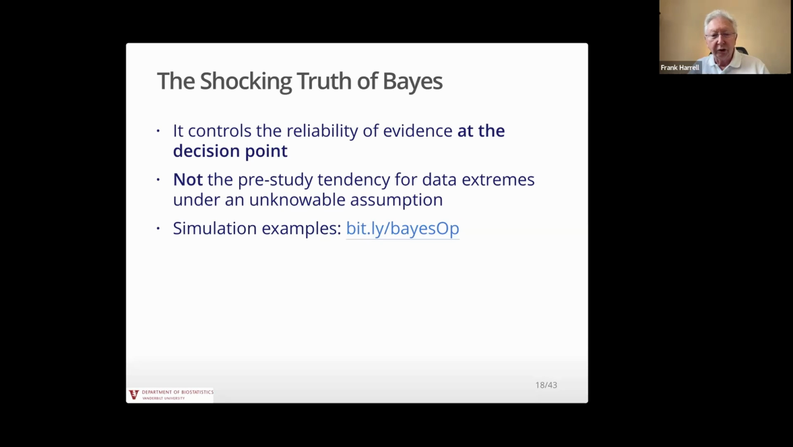So the way alpha is considered is it's a pre-study tendency for data to be extreme under an unknowable assumption that the treatment is ignorable, the treatment does nothing. So this link here, I've got a lot of simulation examples that show how safe it is to do completely continuous analysis in the Bayesian sense, and how it doesn't disturb the probability of making a mistake in any way, shape, or form.